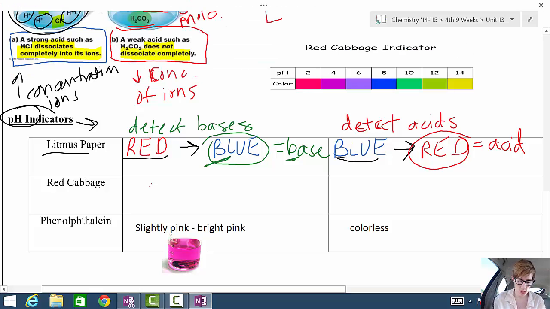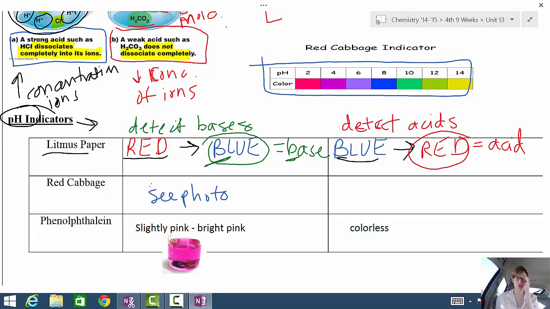Red cabbage juice, I'm going to say see photo for that. This is the indicator for red cabbage. Red cabbage looks red, and when you soak it in different substances, it can turn different colors. If it turns yellow, then it's considered a base. If it turns this pink color, then it's considered an acid. And the last indicator I want to talk about is phenolphthalein.